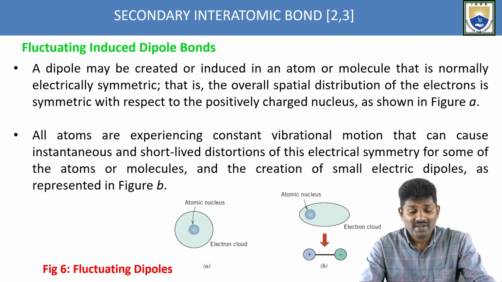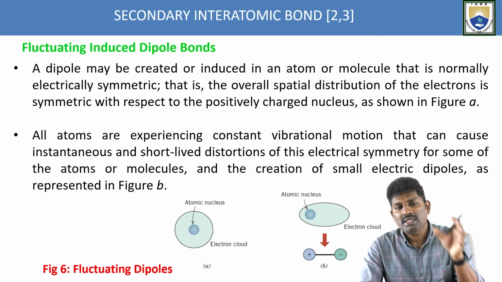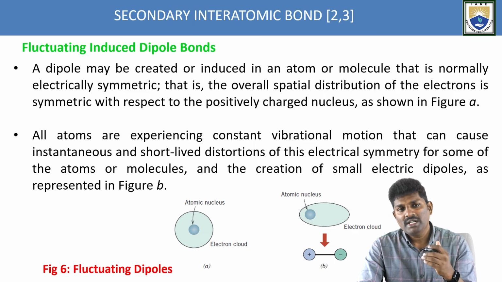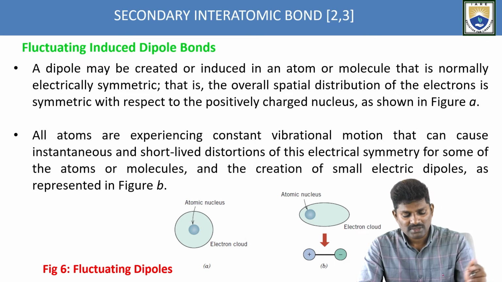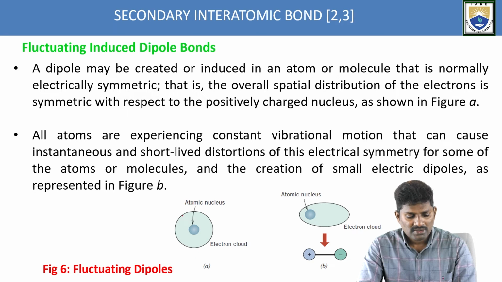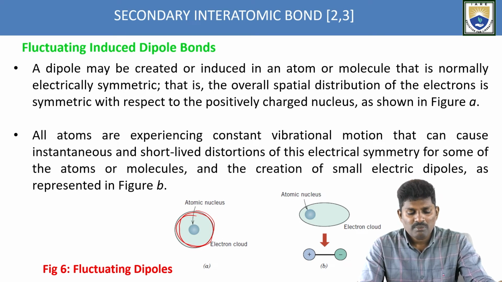A dipole may be created or induced in an atom or a molecule that is normally electrically symmetric. Generally, we'll get the symmetrical arrangement, so that there is a bonding between the different charged particles. That is the general thing. As you see in figure A, this is a symmetry. This is symmetry. Then you can get an easy bond between these two. Now, because of these charges, what is happening?